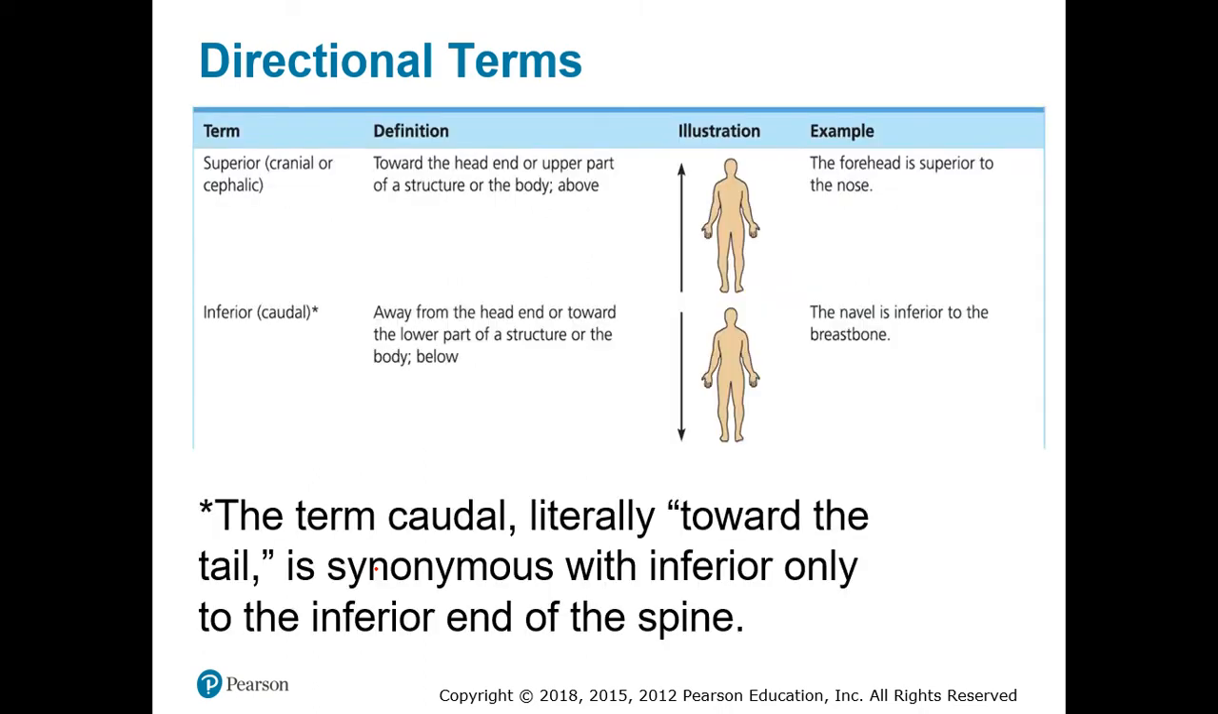Here we have an illustration from your book, and a good example here is your forehead is superior or above your nose. For inferior, we have an example, your navel, which is your belly button, is below your sternum or your breastbone.